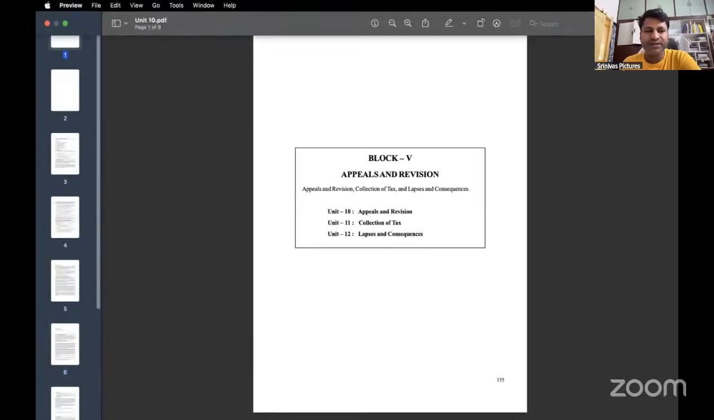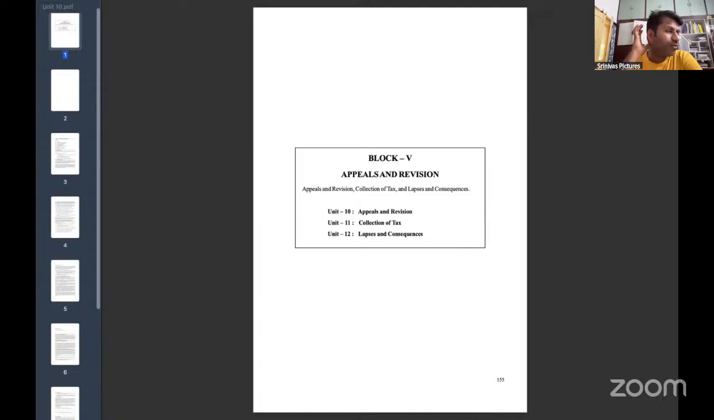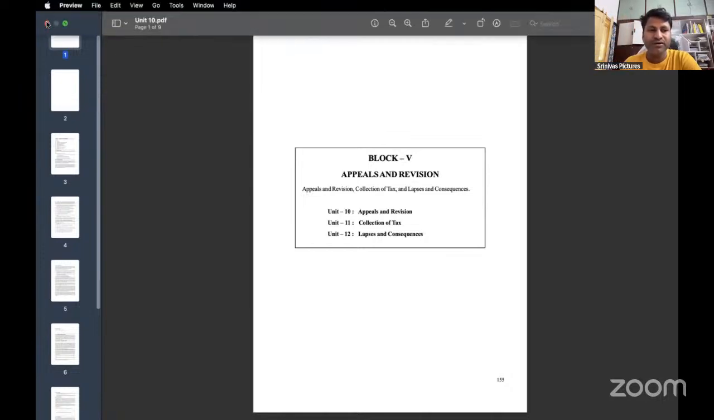So this is the story of appeal to the revision. In appeal to the revision, you only have to remember 5 points. That order is: first the deputy commissioner, then the commissioner appeal, after that the tribunal appeal, after that the High Court appeal, after that the Supreme Court appeal. This is the flow chart which we are going to follow. Next.